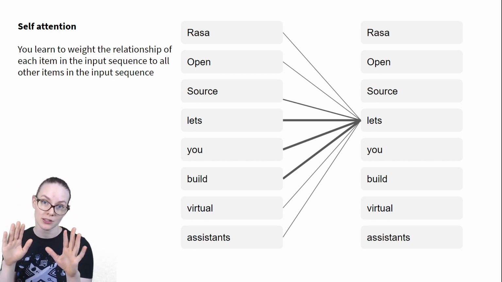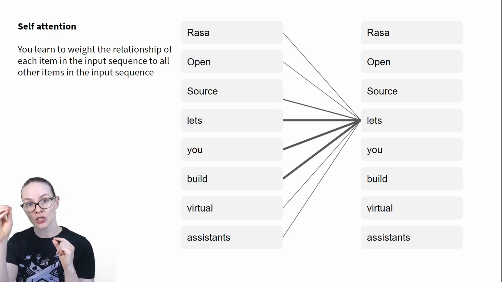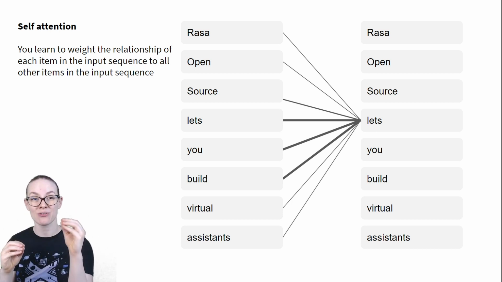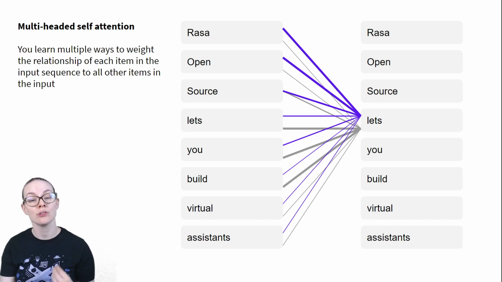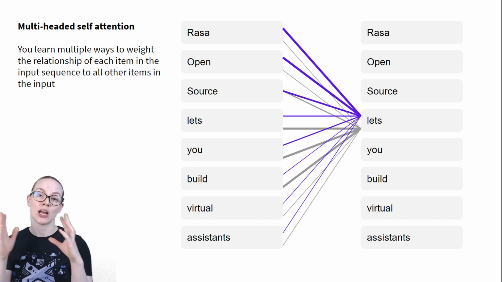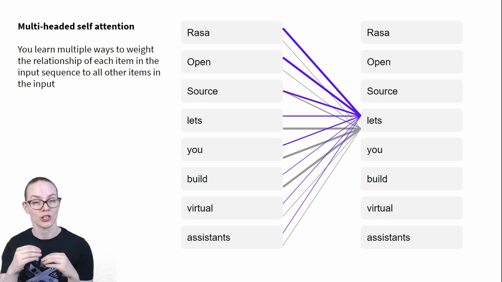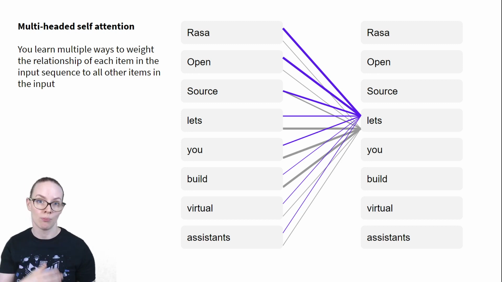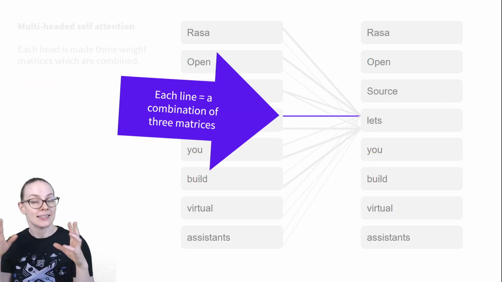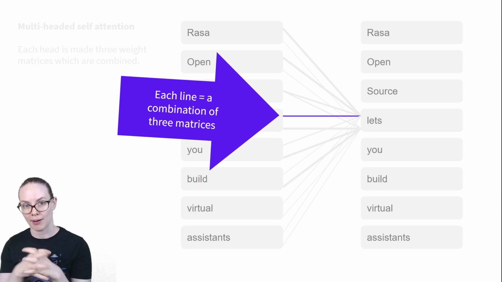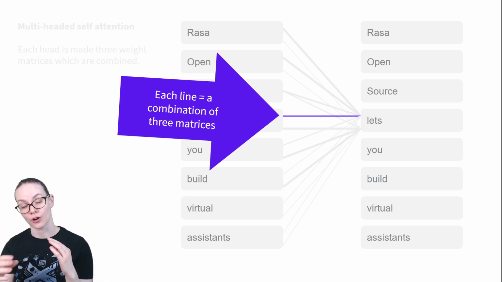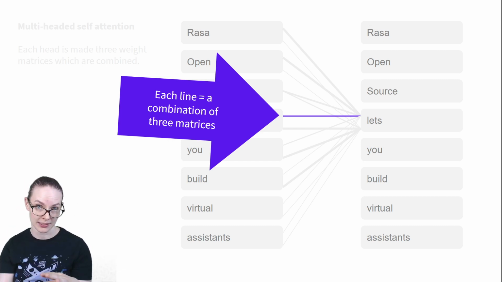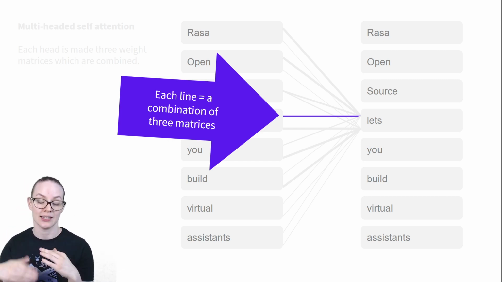Self-attention is very similar, but instead of looking at the relationship between items in the input sequence and the output sequence, you look at the relationship between each item in the input sequence and every other item in the input sequence. In the transformer architecture, you do this several times, so each head learns attention relationships independently. This is multi-headed self-attention. The attention is a series of 3 matrices that are combined together, and every value in each of those matrices is learned, so it's initially randomized and then updated over time as the network trains.